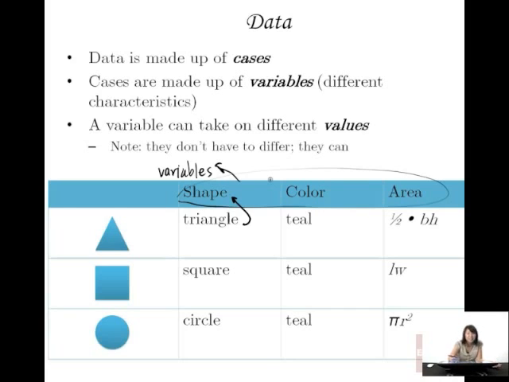Now, it doesn't have to vary. For instance, take a look at color right here. This is a variable that has all of the same values, teal, teal, teal, right? And so although they don't have to, in a variable, the values don't have to vary, they can, right? So we could put a red case in there and it's okay.